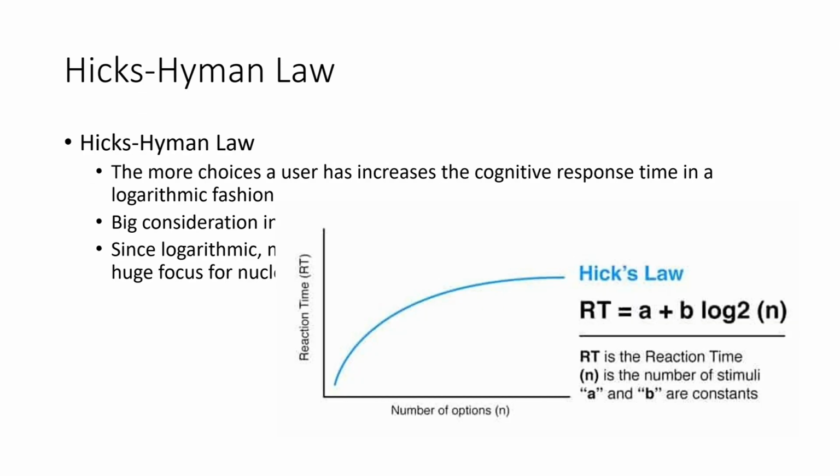There's specific laws, quote unquote, that we refer to in human factors and human-computer interaction more generally, and one of them is the Hicks-Hyman law. So the more choices that a user has increases the cognitive response time in a logarithmic fashion. It is a large consideration in the design of websites, applications, those kind of things. Since it's logarithmic, it's gonna top out at a certain point, right?